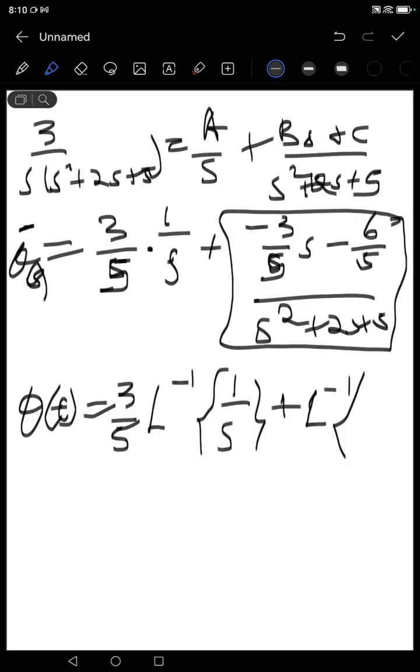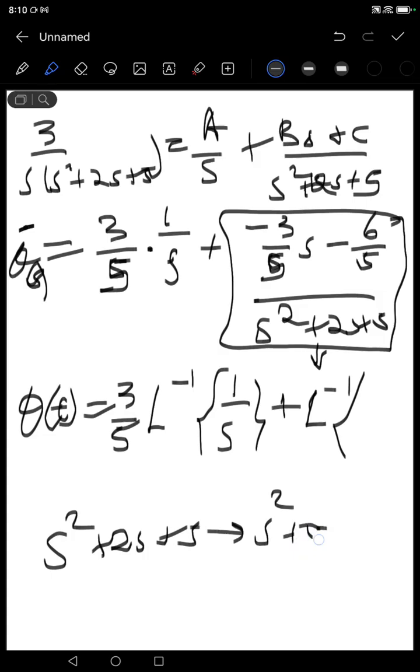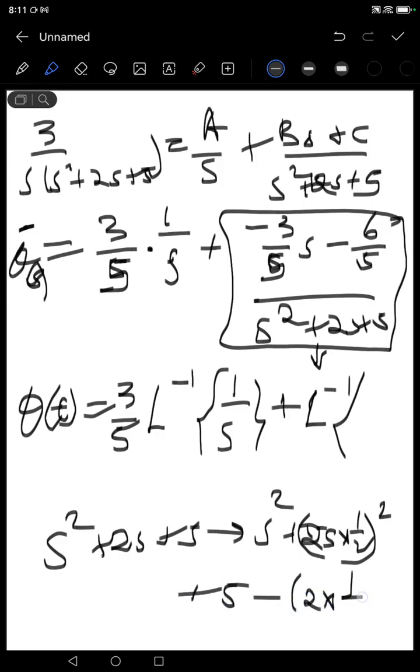But on our table we don't have something like this, so we have to simplify negative 3 over 5 s minus 6 over 5 over s squared plus 2s plus 5. It's getting late. We're going to continue tomorrow and simplify this. To simplify, we're going to complete the square of s squared plus 2s plus 5. Which is going to be what? s squared plus 2s multiplied by 1 over 2, all squared, plus 5 minus 2 multiplied by 1 over 2 squared.